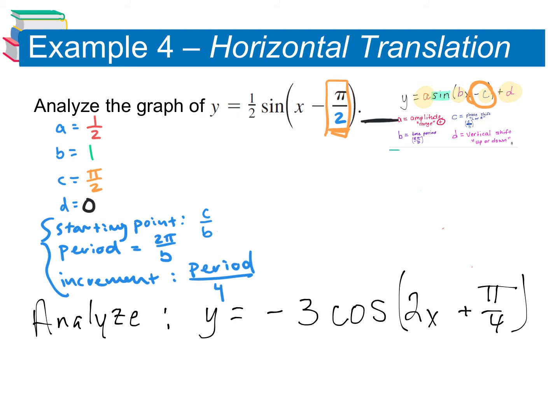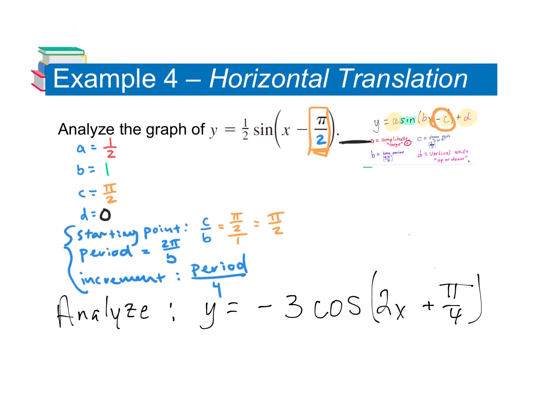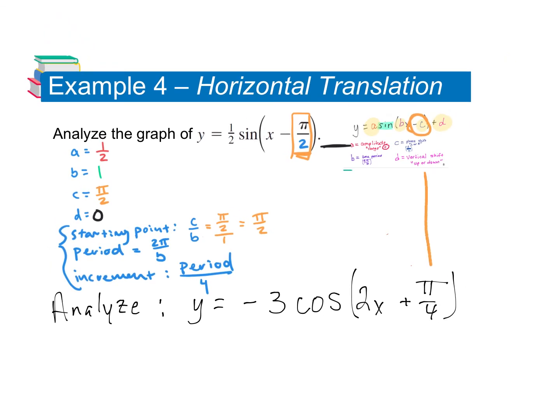All right, so let's find our starting point first. We have C over B, so that would be pi over 2 over 1, which would just be pi over 2. So on my graph, I'm starting at pi over 2. What's my amplitude? How high up and how far down am I going to go? 1/2.